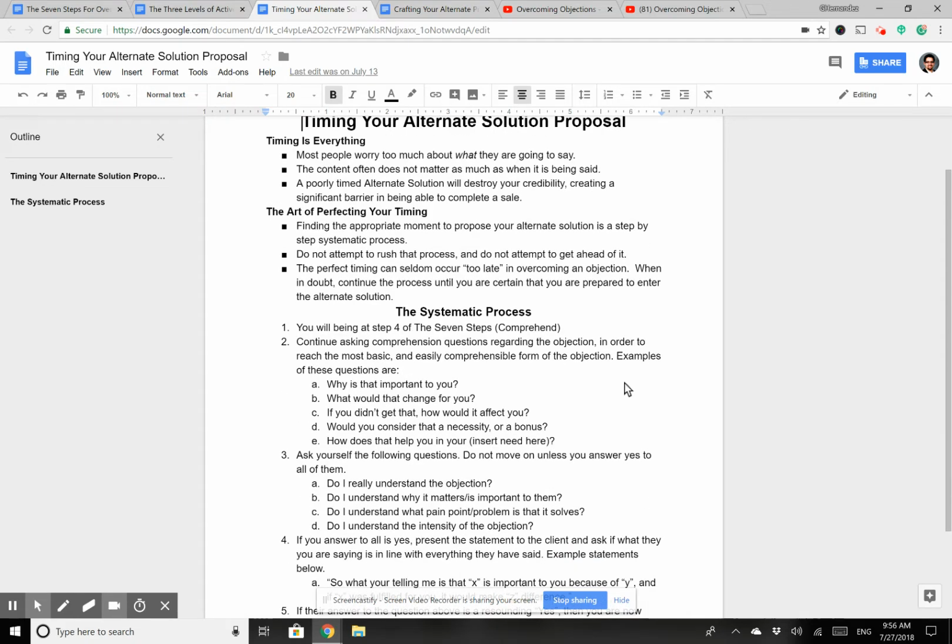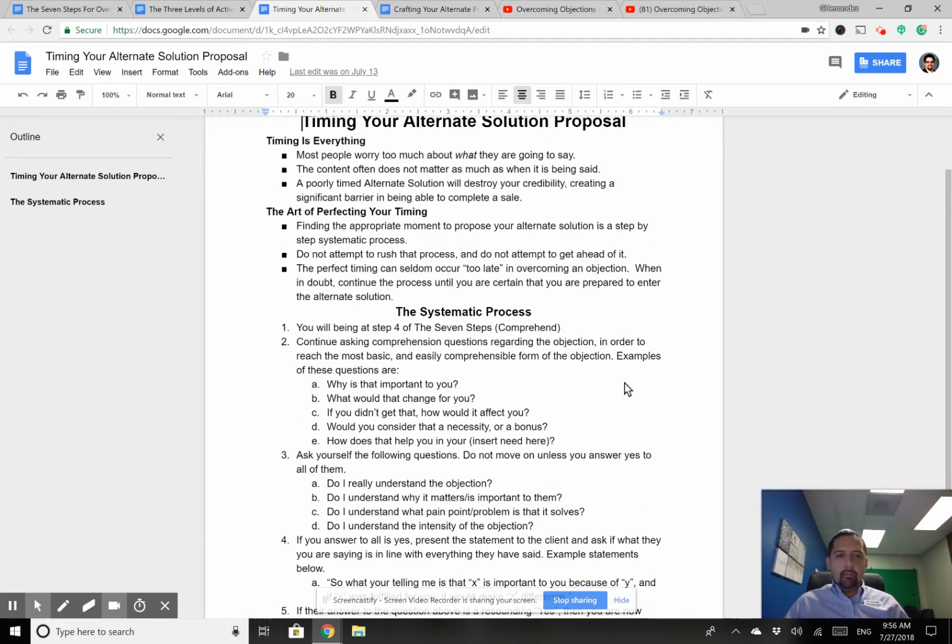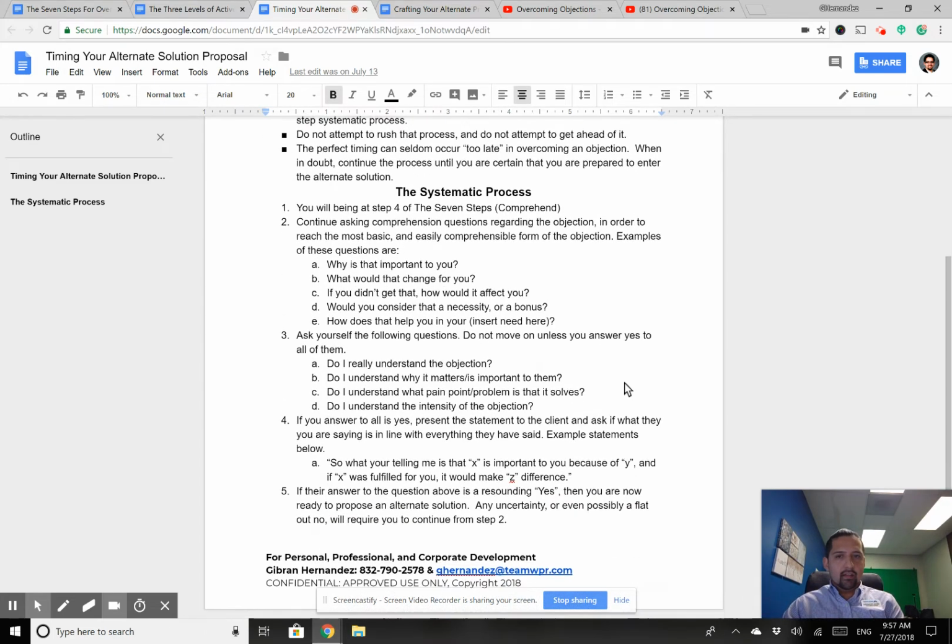Timing is everything. If you try to propose an alternate solution at the wrong time, it doesn't matter how amazing or incredible or great you think that alternate solution might be, it will be fully ineffective, because the timing of the solution is more important than anything. You can propose a bad alternate solution and still win over the client if you propose it at the right time. Timing is everything. Go through the process.